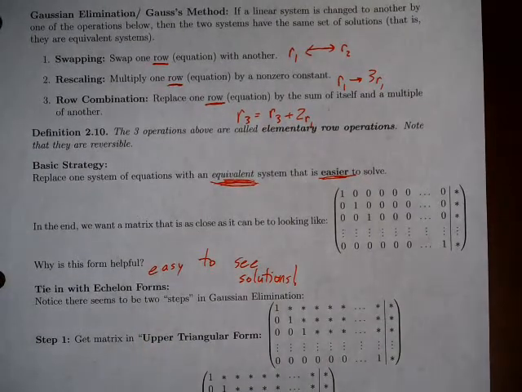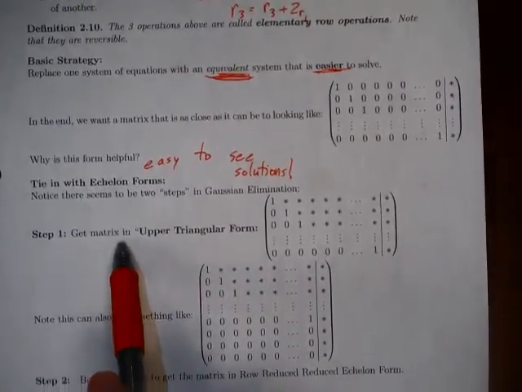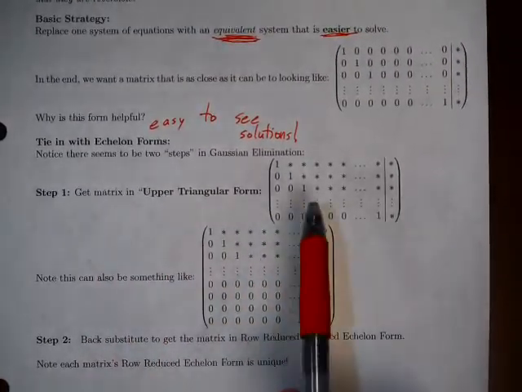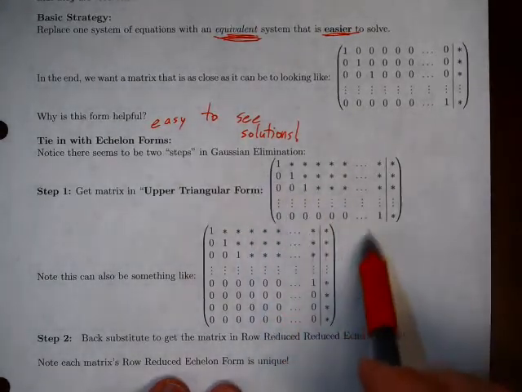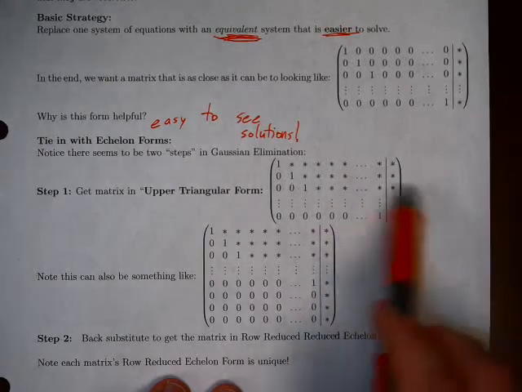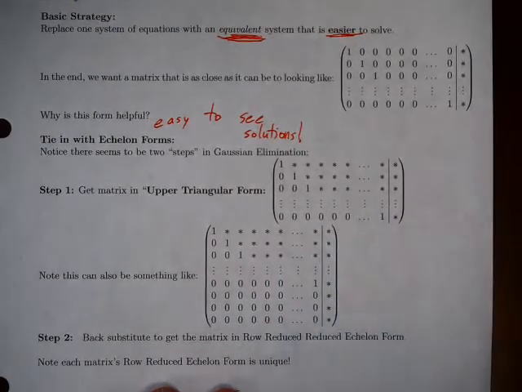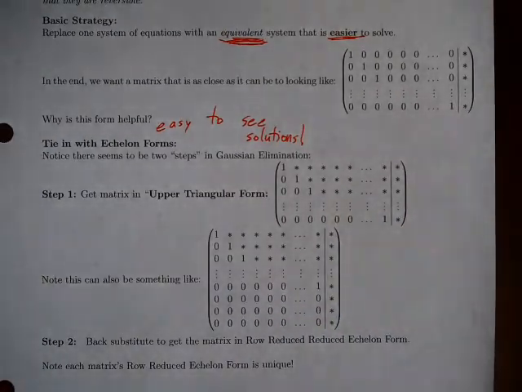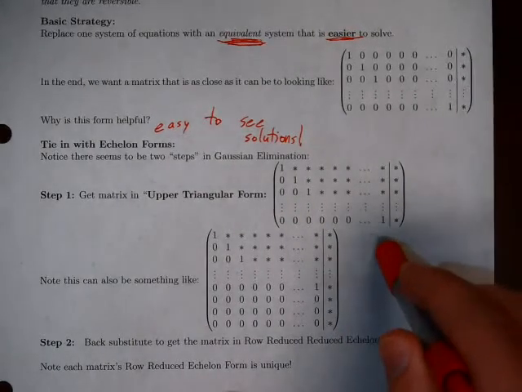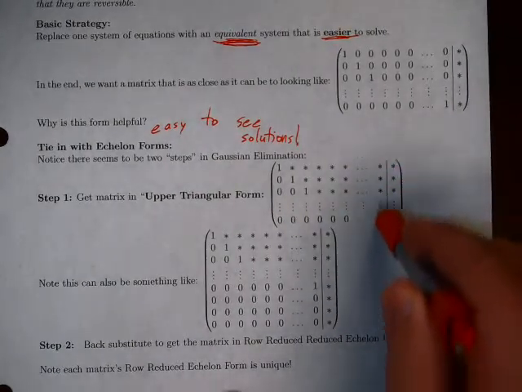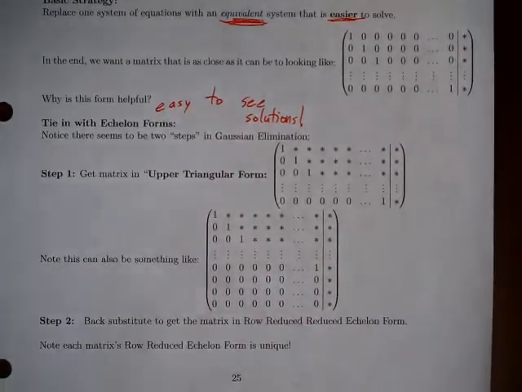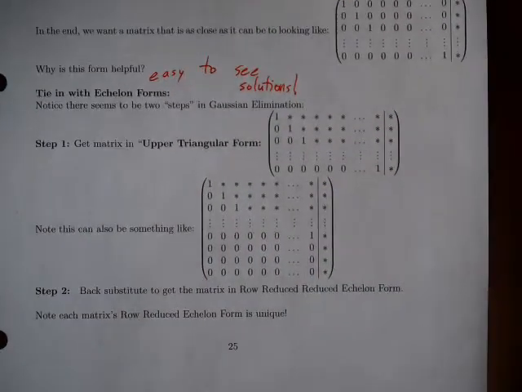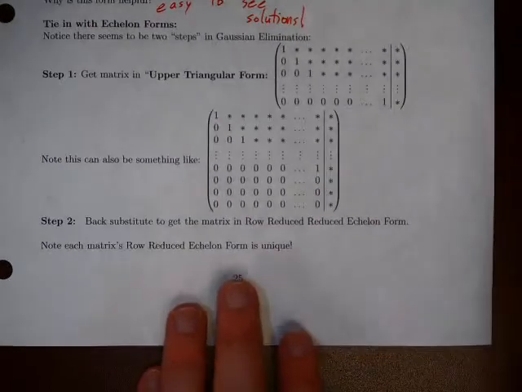So there's a little bit of a tie-in with our echelon forms. There's kind of 2 steps for Gaussian elimination. The first step is to get our matrix into an upper triangular form. So what we'll want to do is try to get 1s along the main diagonal, 0s below, and we don't care so much about what happens above. This will give us our echelon form. And then we can use our 1s at the bottom to substitute back up and eliminate things above in order to get that reduced row echelon form and get the 0s above the main diagonal as well.